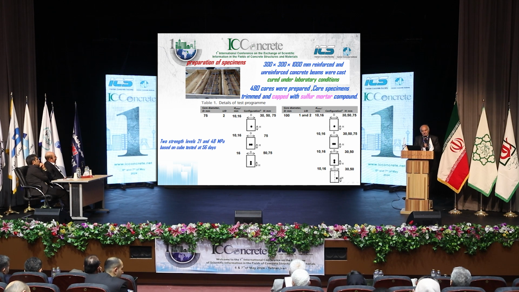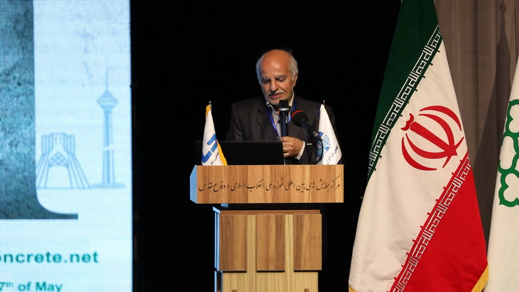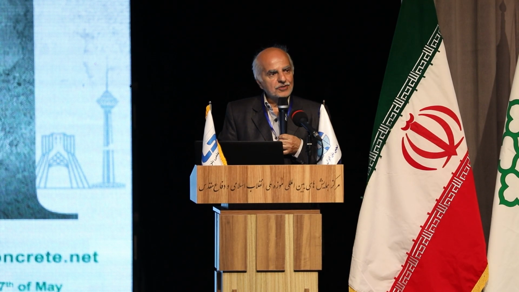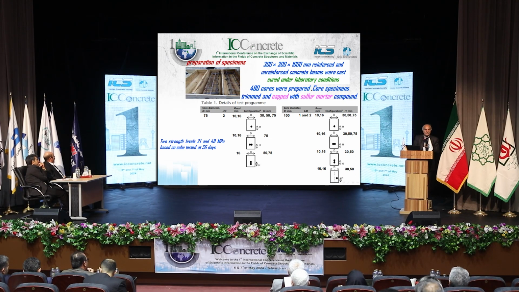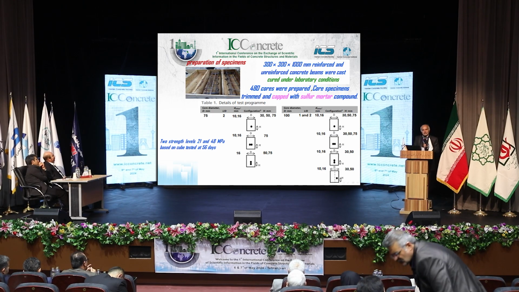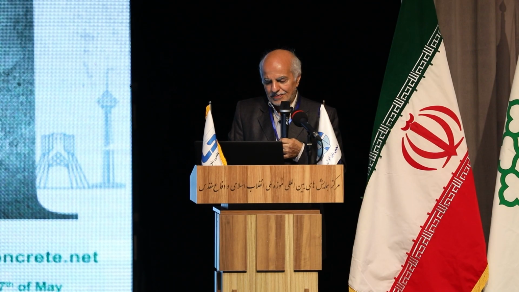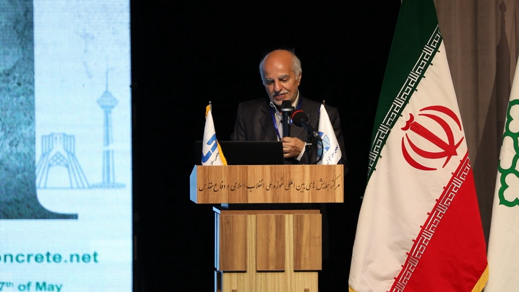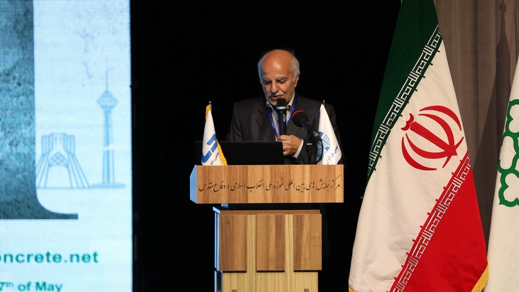Here the table gives the details of the test program which we performed. Core diameter was 75 and 100 millimeter, L/D 1 and 2, bar size 10 and 16 millimeter. For the position of the steel bar, some were placed along the main axis, and some had deviation. The distance to the nearest end varied between 30 and 75 millimeter.